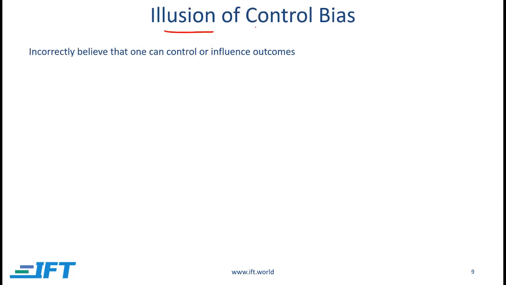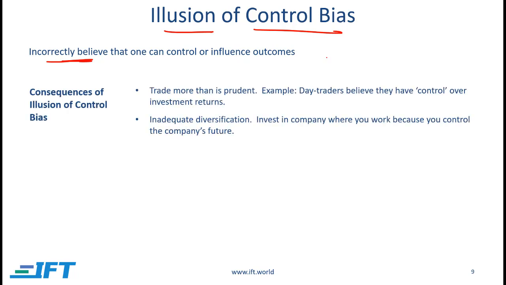Next, we have the illusion of control bias. People with this bias incorrectly believe that they can control or influence outcomes. But the reality obviously is that they don't have as much control or influence as they think. And this also happens in life. Very often people believe, especially people in powerful positions, believe that they have more control or more influence than they actually do. So what are some of the consequences of this bias in the context of investing?